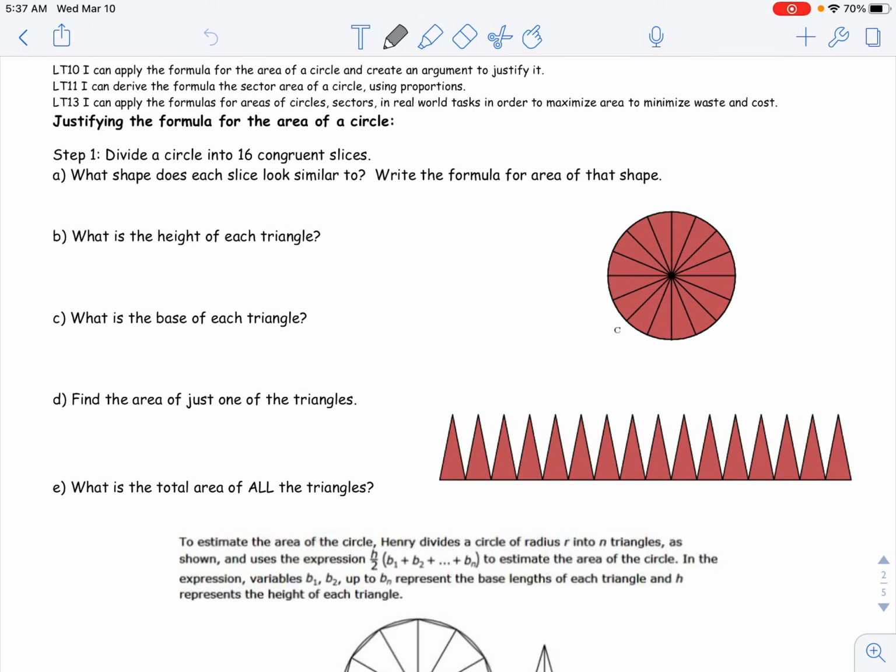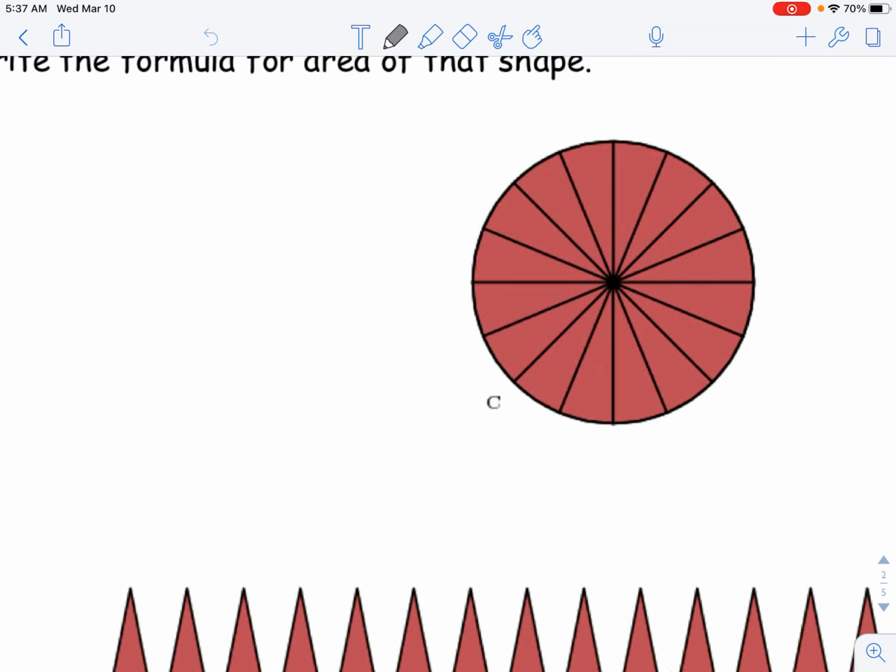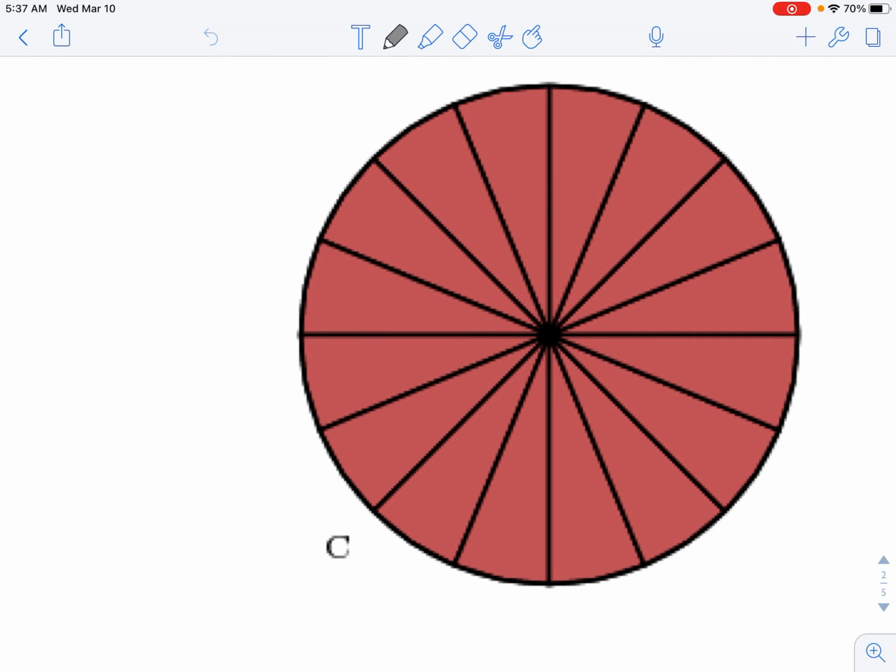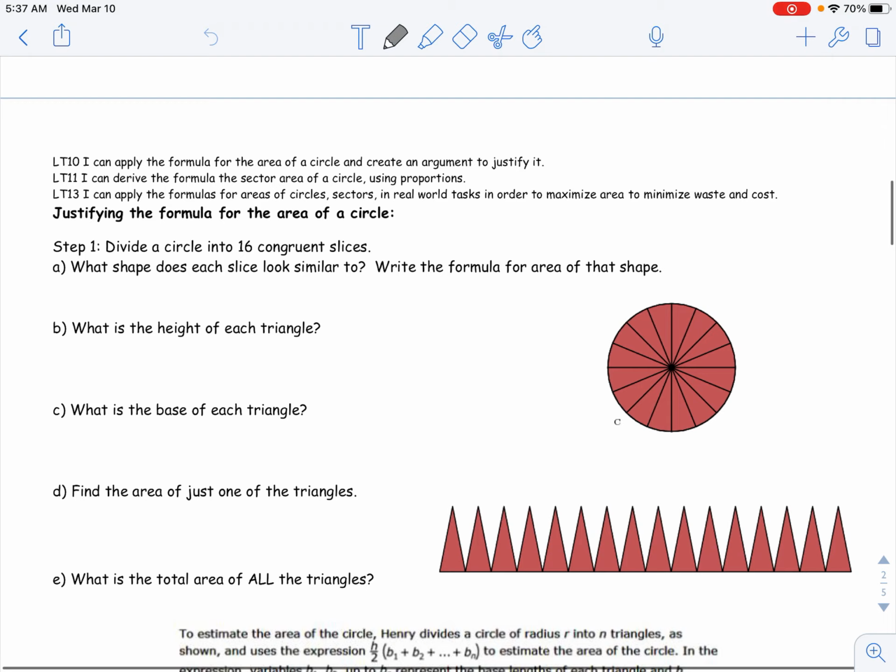Alright, so now for fun, all we're going to do is justify the formula for area of the circle. This is just one way to think about it. Is it the best way? I'm not sure, but it's going to help you visualize how we know the area for the circle. So we're going to divide it up into 16 parts. There's 16 pizza slices right here.